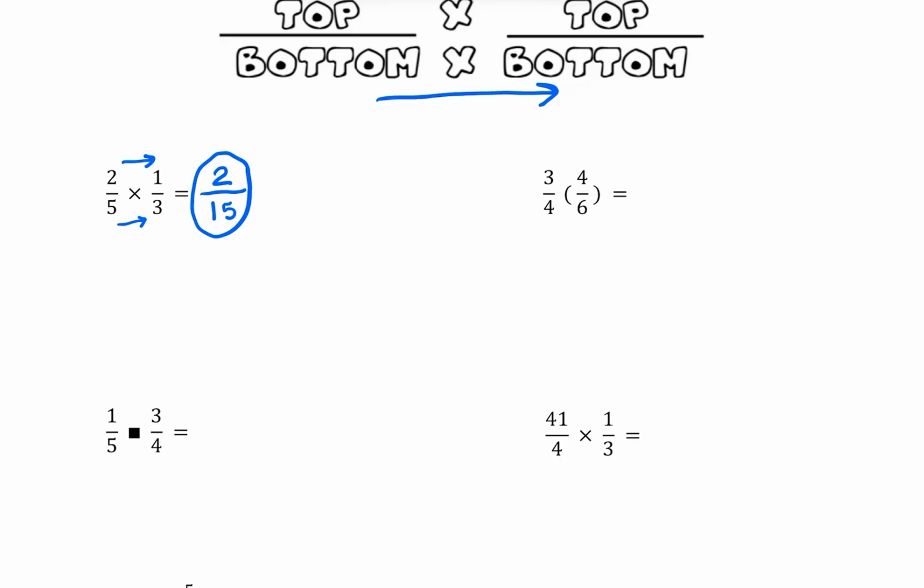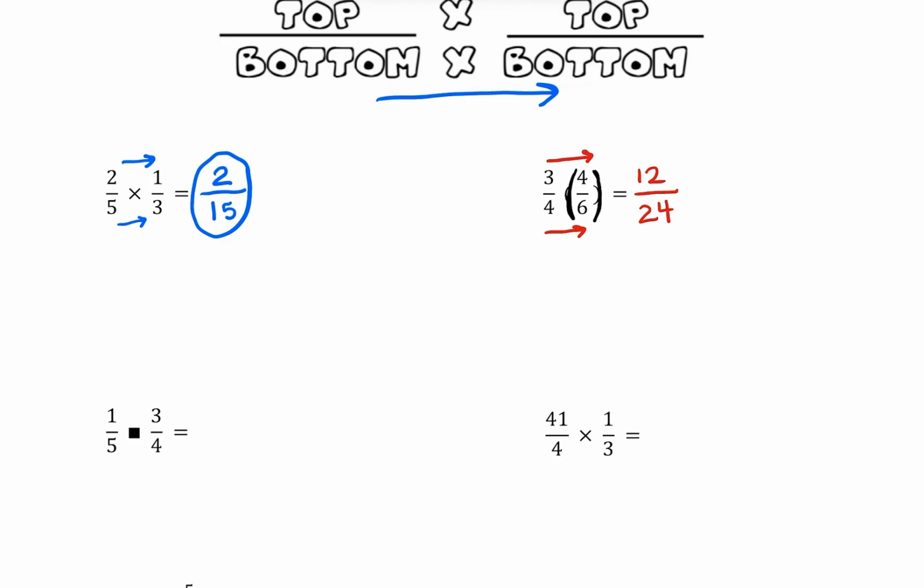Now we are here at this one. We are going to do 3/4 (parentheses) 4/6. Let's go ahead and make those parentheses a little bit bigger. Okay. So hopefully we remember that this is multiplication. We have a number next to another number. There's no symbols. So this is multiplying. And they're both fractions. So we're going to go top times top, bottom times bottom. 3 times 4 is 12. And 6 times 4 is 24.